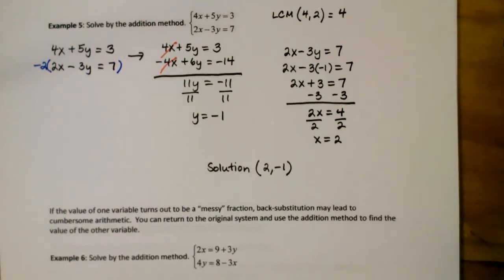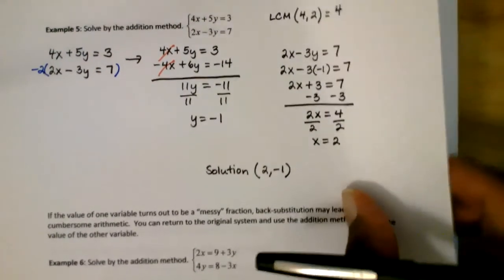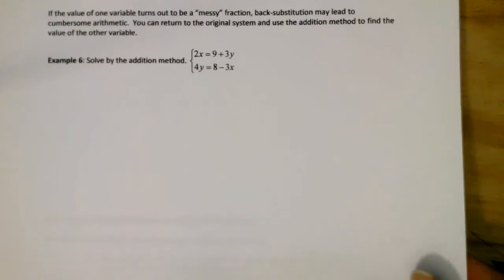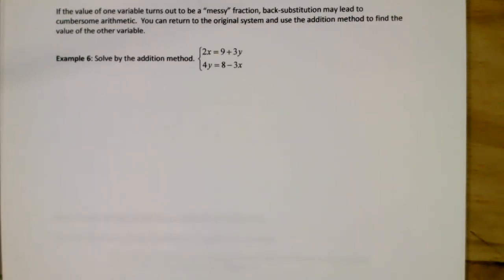Okay, now next we're going to look at something that might be a little bit more complicated, like this one. If the value of one variable turns out to be a messy fraction, and it could happen, it'd be best not to back substitute, because back substitution will give you some cumbersome arithmetic. Now, what we can do here is return to the original system and use the addition method to find the value of the other variable.